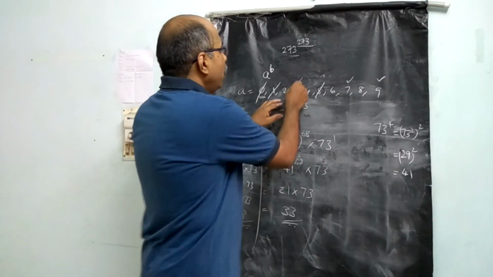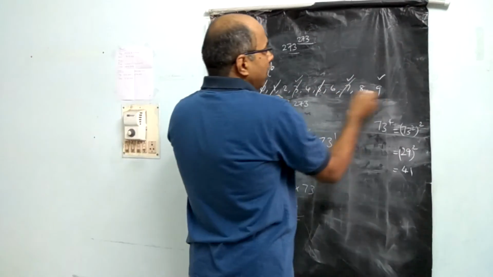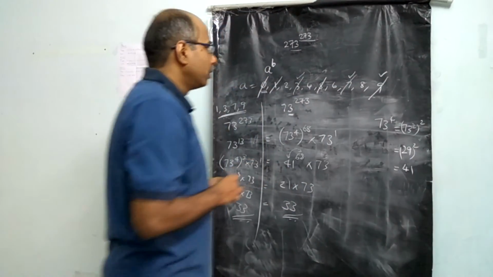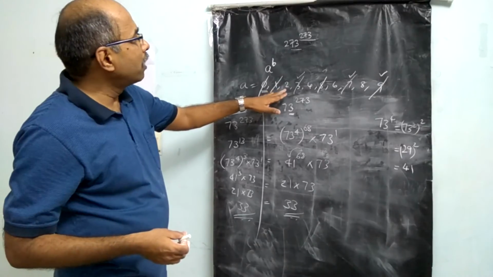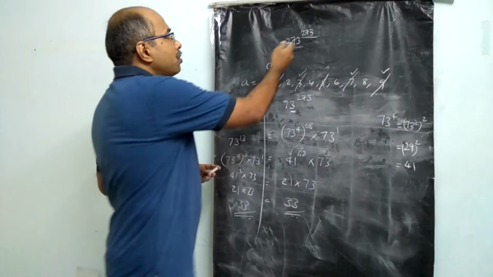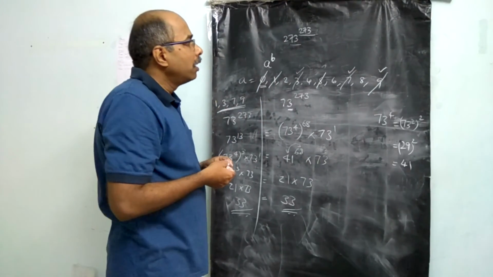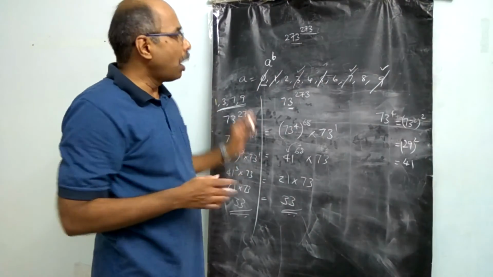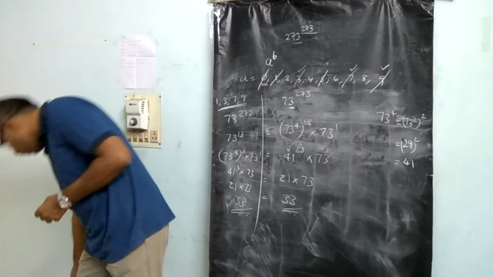So for 3, 7 and 9 we have seen a method. Now which are all the other digits that are remaining? 2, 4, 6 and 8. If the base of this particular number ends with 2, 4, 6 or 8, then how to do this? That we'll discuss in a different way.